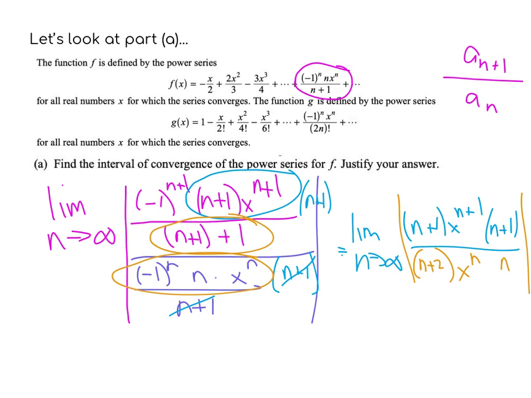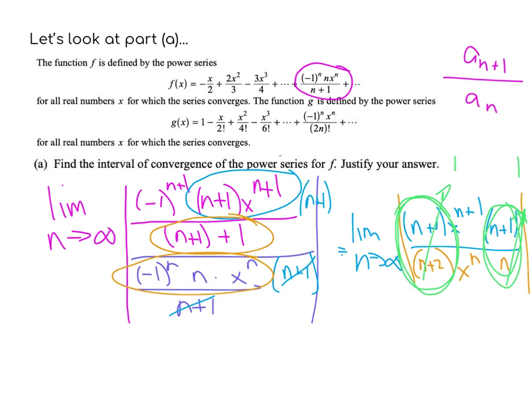Now, let's consider these pieces. This piece, as n goes to infinity, those are going to be basically the same. If I take a huge number and add 1, and then take that huge number and add 2 and divide, I'm basically going to get 1. Same argument here. If I take a huge number and add 1 and divide that by that huge number, like 10 billion plus 1, and then divided by 10 billion, that's basically 1. So both of these go to 1.